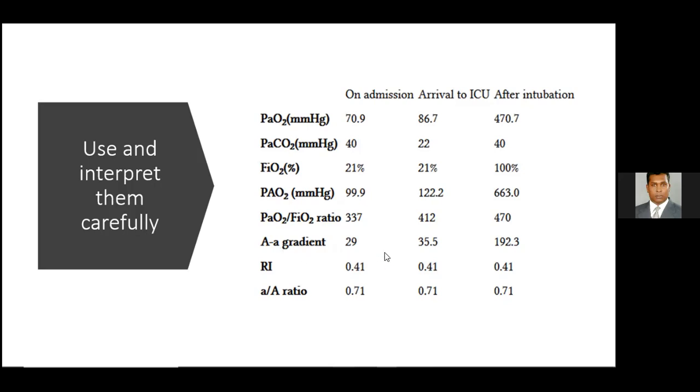But look at this A gradient. The A gradient has increased. If you just look at the A gradient, you might think that this patient is worsening, but this patient is not actually worsening. This patient is really getting better, or maybe at least the same. If you look at the respiratory index, it's almost the same because it doesn't get affected by the FiO2, and the A ratio again remains the same because it is not affected by the FiO2. The reason why the A gradient has increased is because of the FiO2, and it can also be affected by the carbon dioxide. So remember, whenever you look into these parameters, think about the other things that can affect their value.